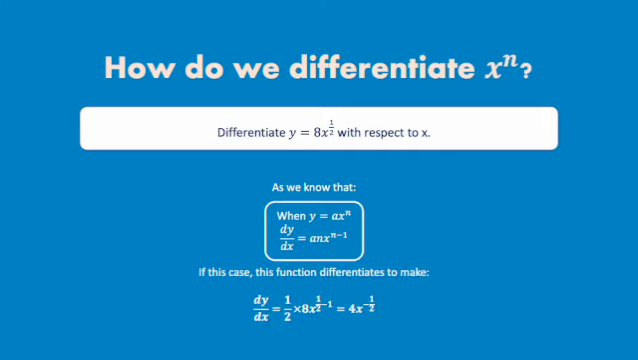So we times through by that half, and then we're going to take 1 from the half. A half times 8 gives us 4, and a half minus 1 leaves us with minus a half. So dy dx here is 4x to the minus 1/2. All right, looking good. Let's try another one.